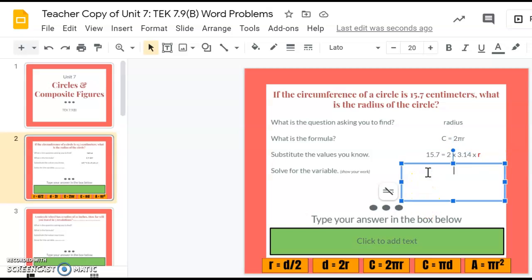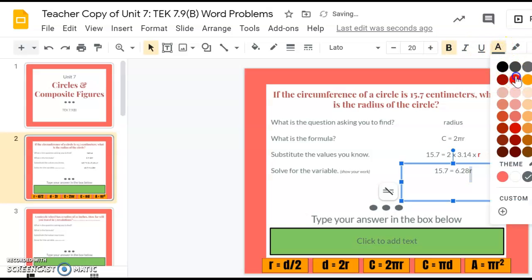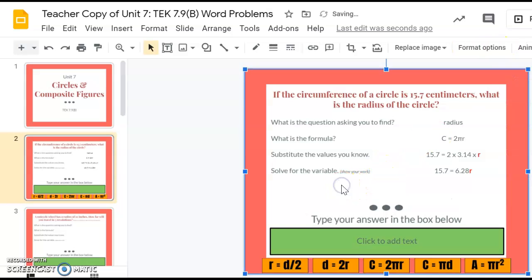So I'm going to rewrite this. 15.7 equals 2 times 3.14 is 6.28. Whoops, 8. And then it's multiplied by r. I can just stick the r next to it because that way we can see that it's being multiplied.